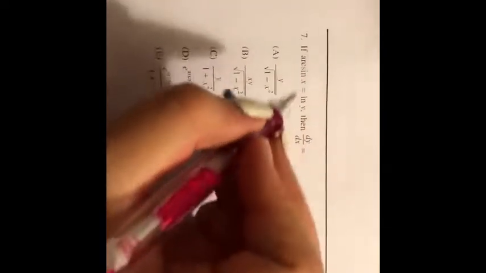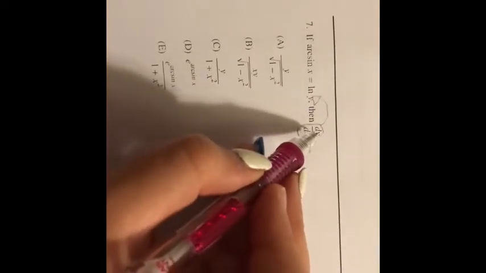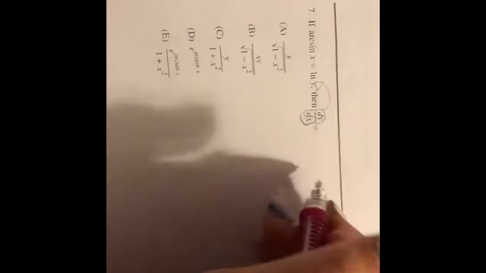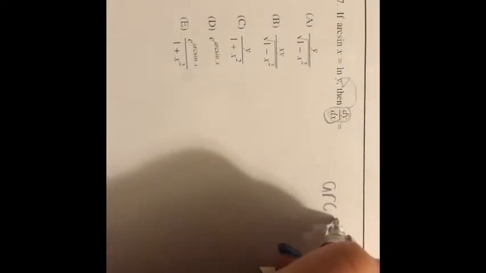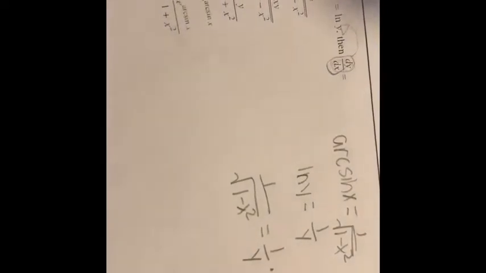If arc sine of x equals ln y, then dy over dx equals, this is the same as number 1. So this is the derivative of y. So once you take the derivative, it wants you to get the rate of the derivative, this is the rate by itself. So the derivative of arc sine equals 1 over square root 1 minus x squared. And then the derivative of ln y equals 1 over y. So you get 1 over square root 1 minus x squared equals 1 over y times dy over dx. This is the rate of the derivative.